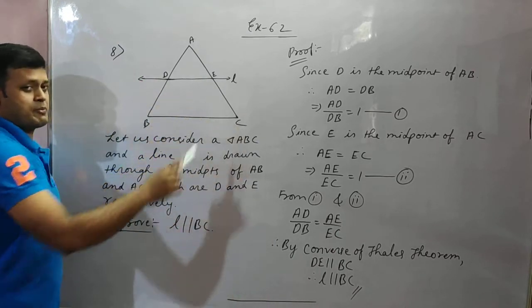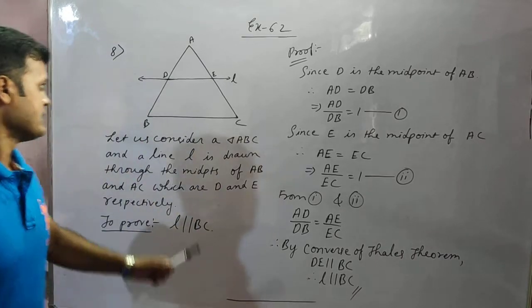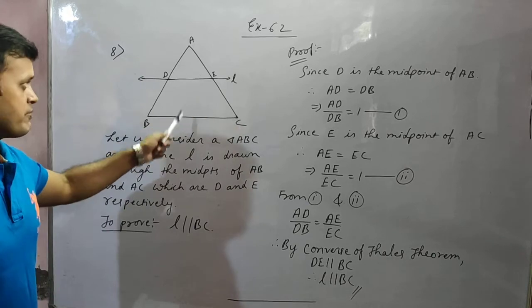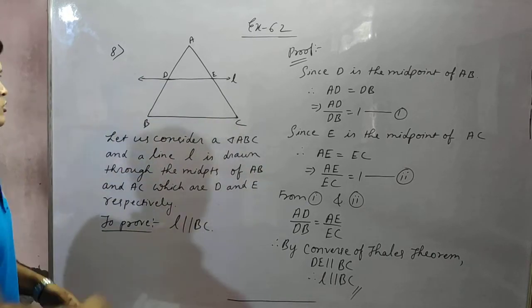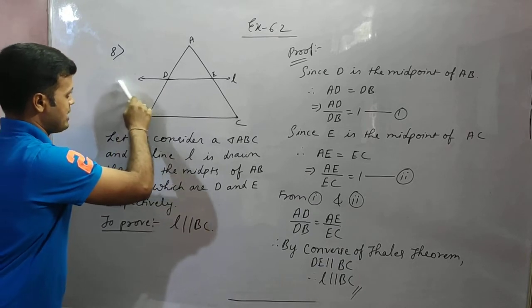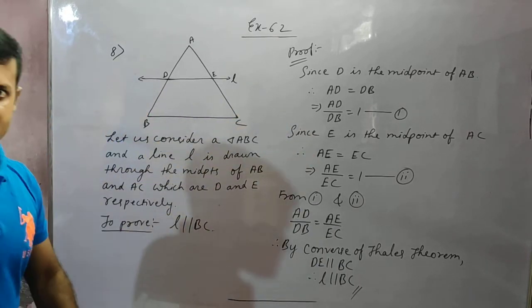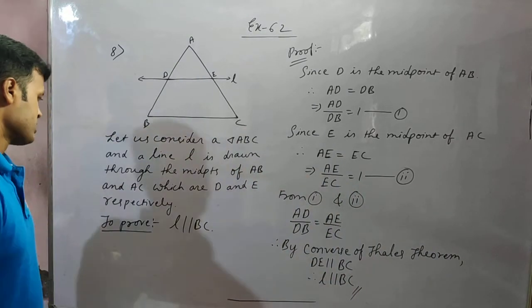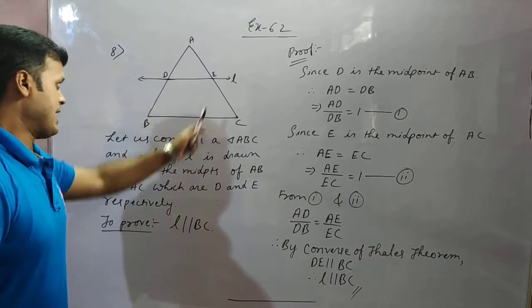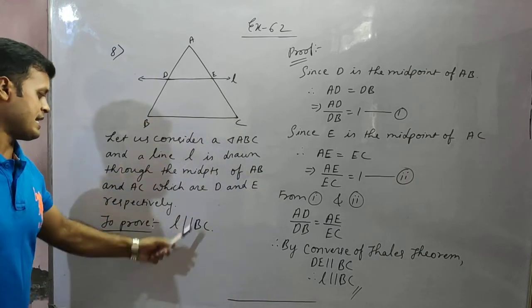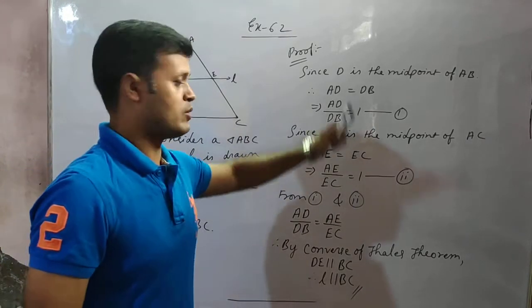D and E are the midpoints of AB and AC respectively. That means D is the midpoint of AB and E is the midpoint of AC. So we have drawn a line L through D and E. Remember, D and E are the midpoints of AB and AC respectively. So we need to prove that this line L is parallel to BC. So how do we prove it?